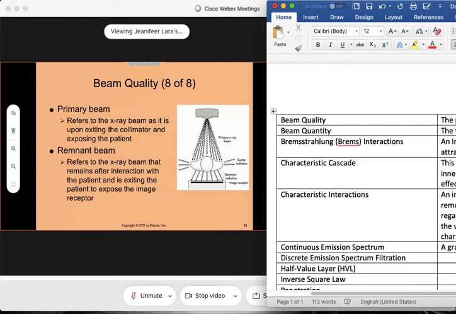So my question here is, which beam, primary or remnant, will have a higher energy or beam quality? Will it be the primary? Why would it be the primary? Is it because it's leaving the X-ray tube? Because it has not interacted with anything other than air. Absolutely correct. So you're starting to put together what is energy, what is quality. Good job, Aurora.